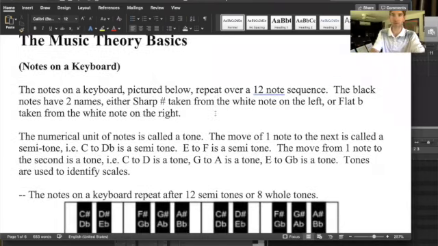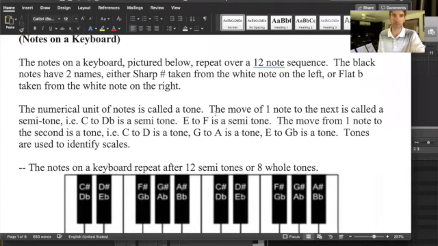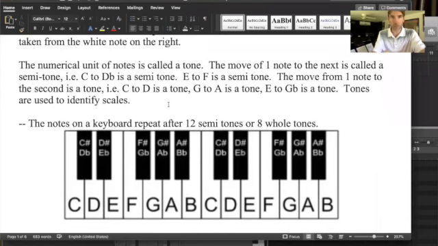They repeat over a 12-note sequence. The black notes have two names, either sharp, taken from the white note on the left, or flat, taken from the white note on the right. The numerical unit of notes is called a tone. The move of one note to the next is called a semitone.